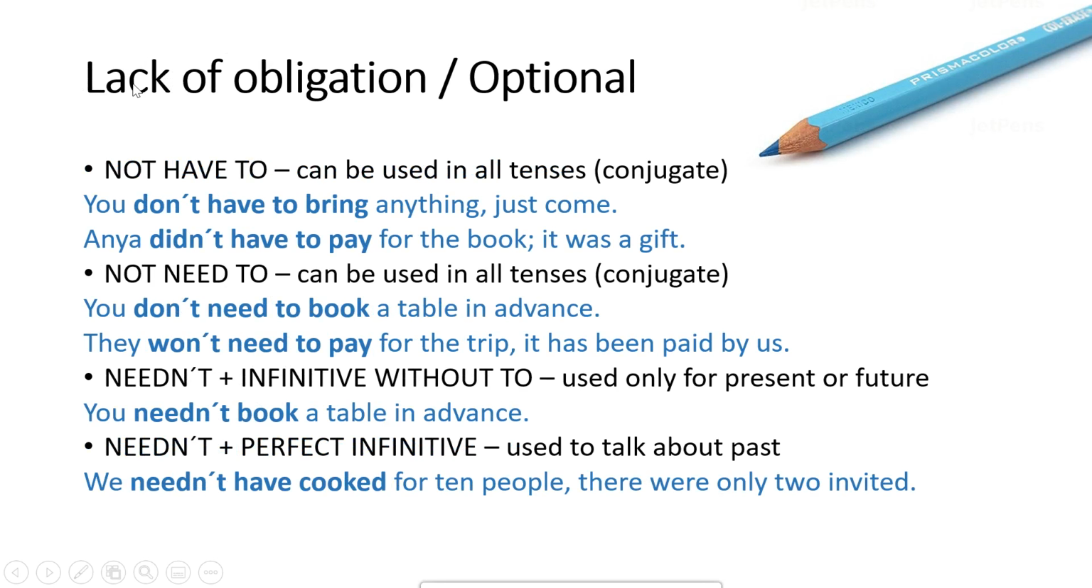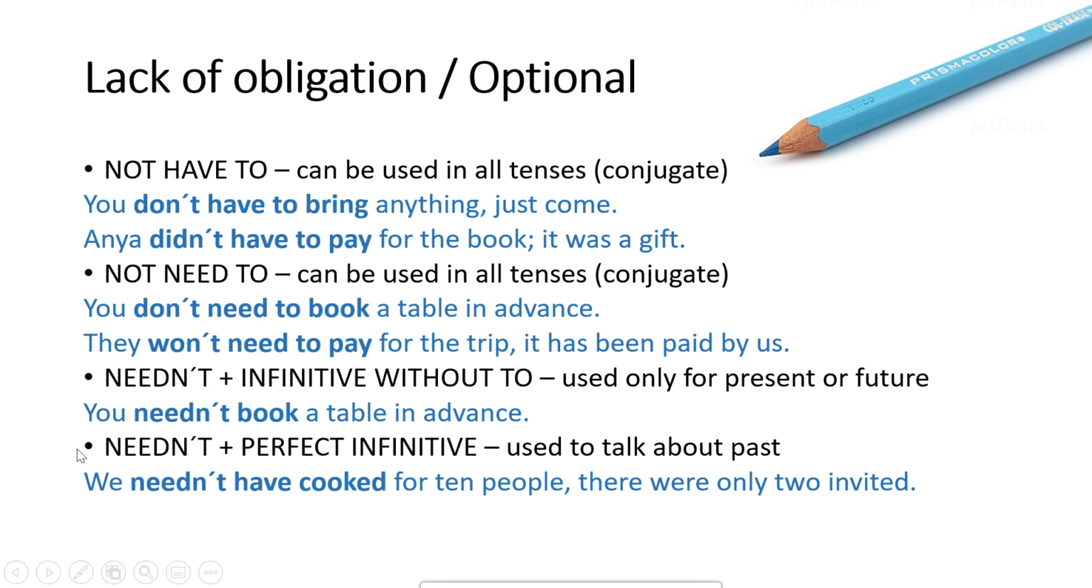We move on and talk about the lack of obligation, or something that is optional. Okay. Here we've got the not have to, that we can conjugate again. We can use it in all the tenses. So I can say you don't have to bring, you didn't have to pay. Okay. We also have don't need to, that in the same way as not have to can be used in all the tenses. We conjugate the verb need.